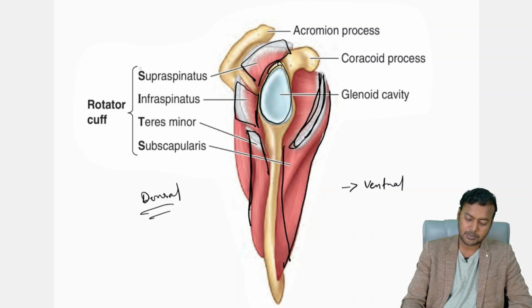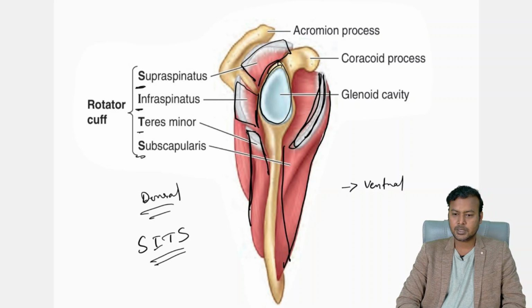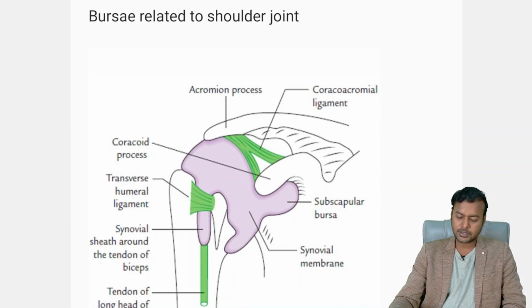So these muscles have been abbreviated as the SITS or the sits muscles. Please don't forget this. The rotator cuff is formed by the SITS muscles: the supraspinatus, infraspinatus, teres minor, these coming from the dorsal aspect of the scapula, and the subscapularis coming from the ventral aspect of the scapula. Already we have discussed the subscapular bursa, that is the extension of the synovial membrane behind the subscapularis muscle tendon.